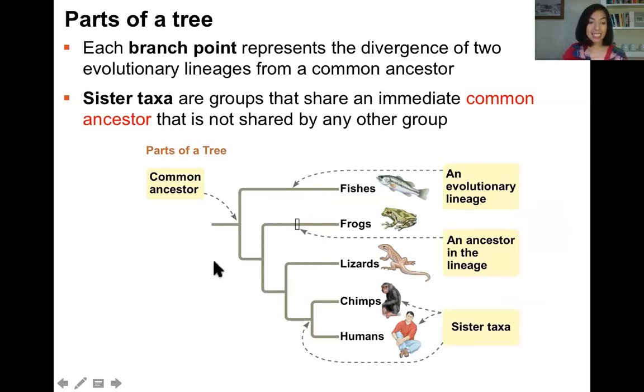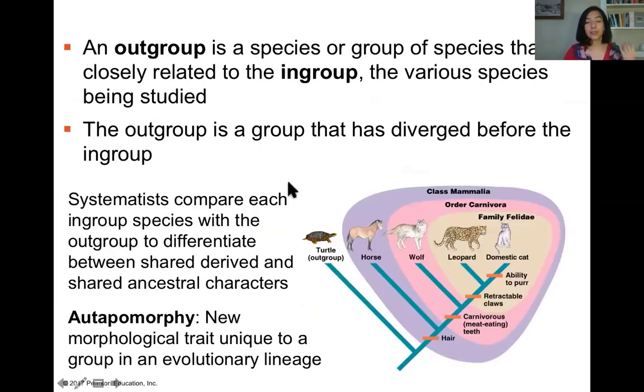Okay, time is important in these phylogenies. When you're reading a phylogeny, you want to consider time. And the common ancestor of all of these lineages is more distant in time. So this is the past, and this is the present, okay? The other two concepts that I want to introduce are the outgroup and the in-group. In this case, the turtle is the outgroup, and the in-group is all of these species that we want to study, the various species that we are interested in investigating.